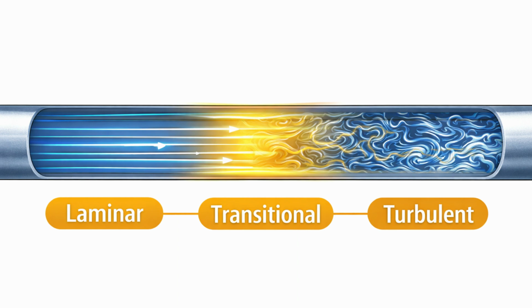Now consider flow regime. Calculations assume laminar or turbulent flow, something clean and predictable. But many real systems operate in the transitional zone, where flow constantly shifts. Transitional flow is unstable. Losses fluctuate, and calculation accuracy collapses. This alone explains many site mismatches.